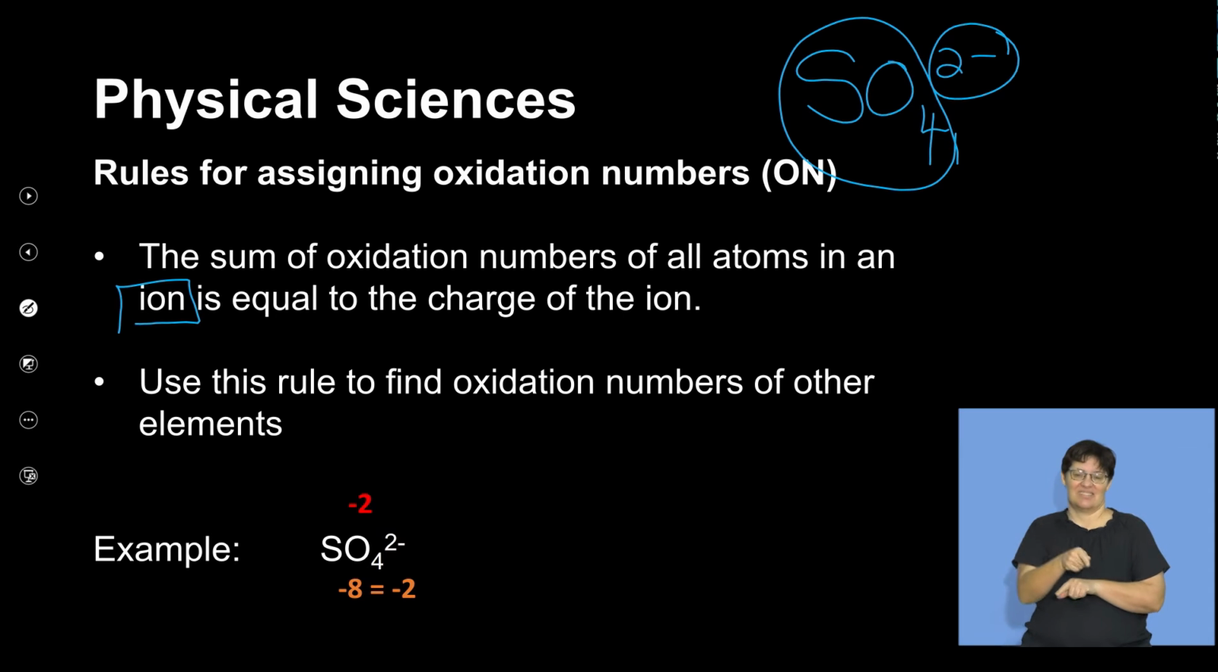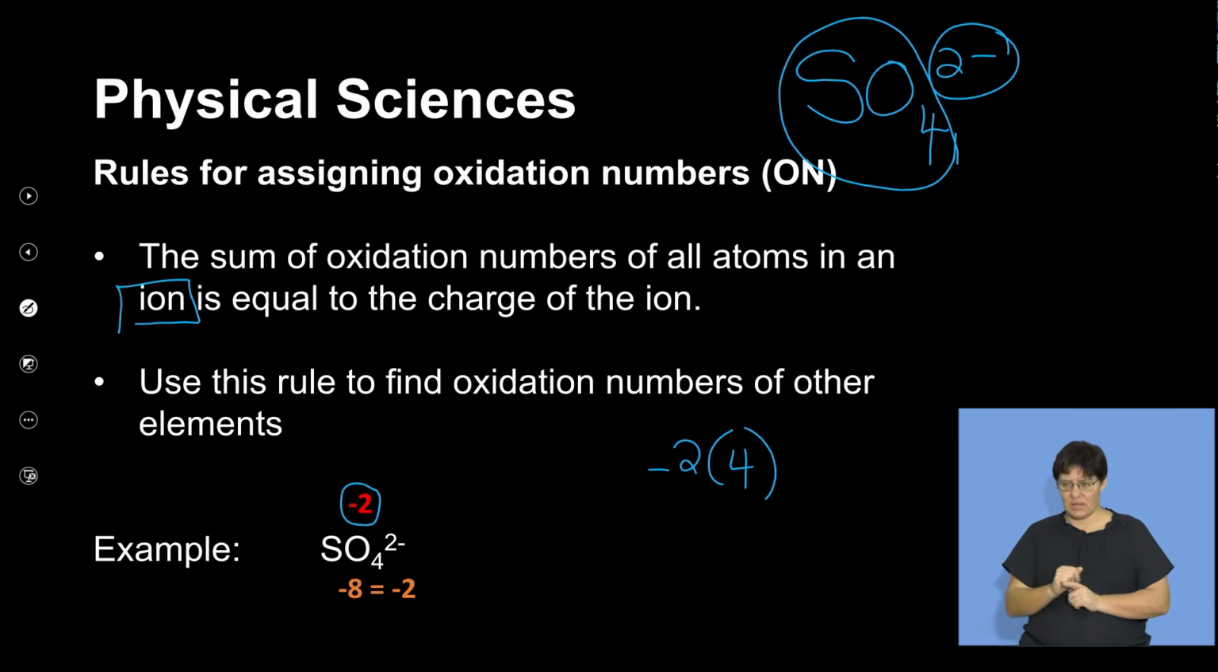So what are we saying? Let's say for argument's sake, we want to find the oxidation number of sulfur in this case. We don't know what it is. Then we are saying minus 2 for oxygen. That's the unit oxidation number of oxygen. But there's 4 of them, okay? This total must give us what? Negative 2, okay? Which is that.